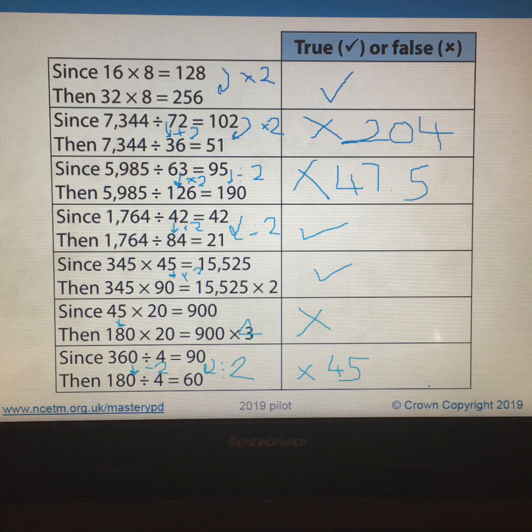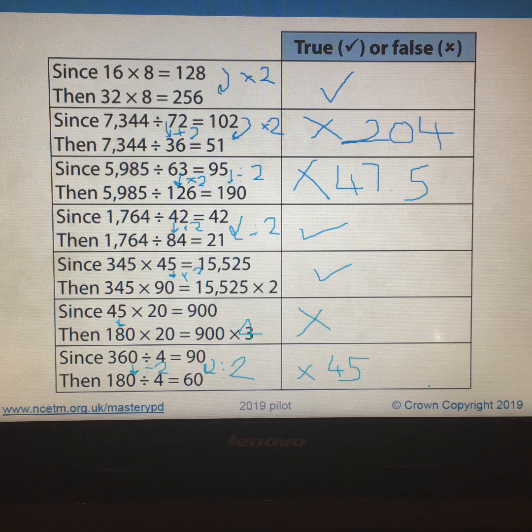Okay, answer time then. So for the first one, I have multiplied a factor by 2, so I multiply the answer by 2, which is then true. Second one, I've divided the divisor by 2, which means I need to multiply the quotient by 2. So that should have been 204. This person's halved it, not times by 2. Next one is also wrong because I've times the divisor by 2, so I should divide the quotient by 2, so it should be 47.5.